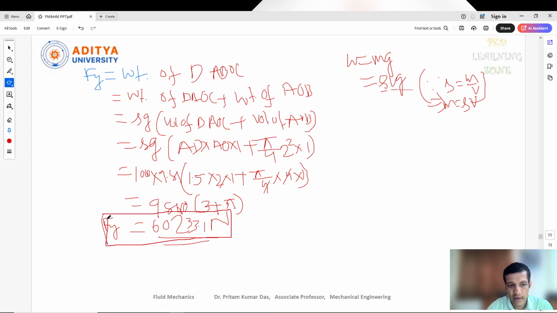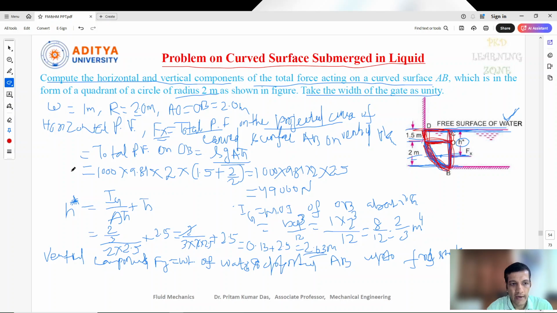This is the vertical component, and the horizontal component we already got, near about 49,000. So like this we need to solve the problem when a curved surface is submerged in the liquid. Because this formula was already discussed previously, I wrote it directly; otherwise we need to remember the procedures to identify these formulas. For that you can refer to the previous lecture. I hope you understand how to solve the problem on a curved surface submerged in the liquid.